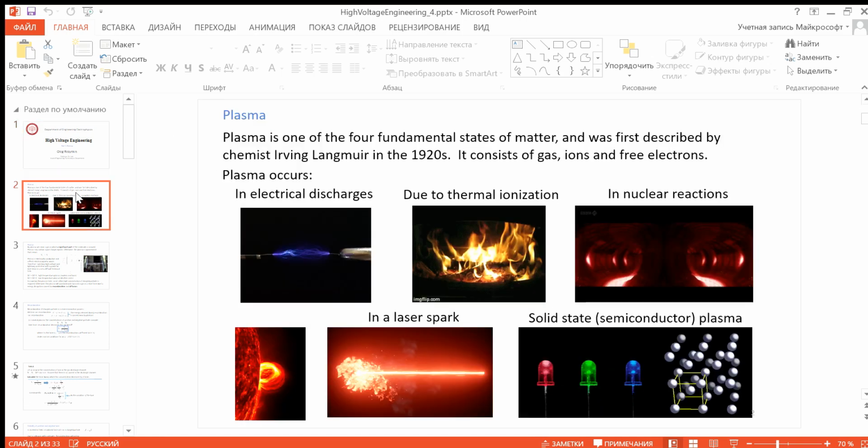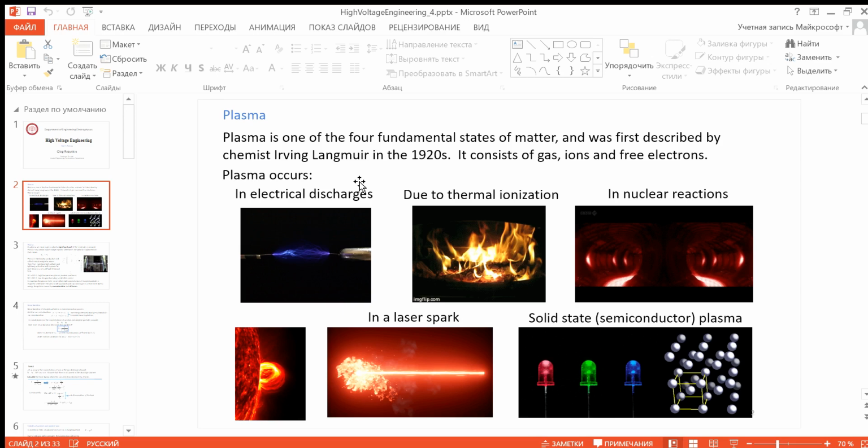Plasma is one of the fundamental states of matter and was first described by chemist Irving Langmuir in the 1920s. It consists of a gas, ions and free electrons.